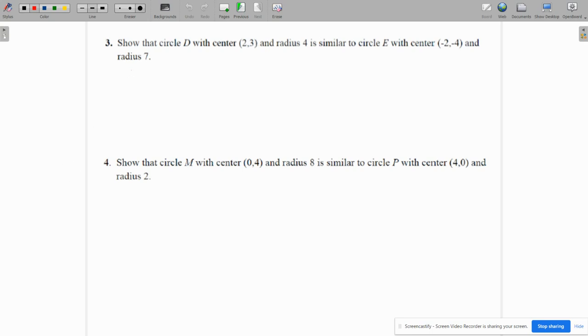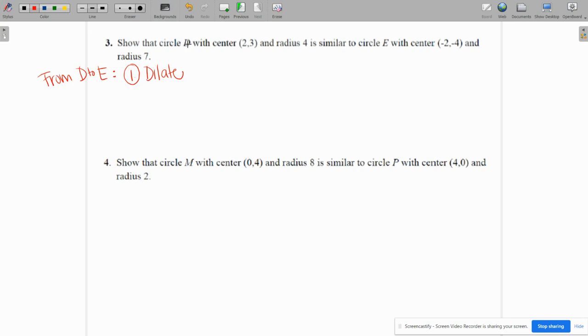So for instance, maybe here, I want to talk about dilating first. So first, I might dilate. And it's up to you. Do we want to go from circle D to circle E or circle E to circle D? It didn't specify. So I'm going to go ahead and just write over here that I'm going to go from D to E, just so we can keep this straight.